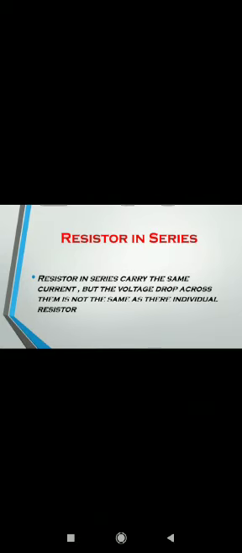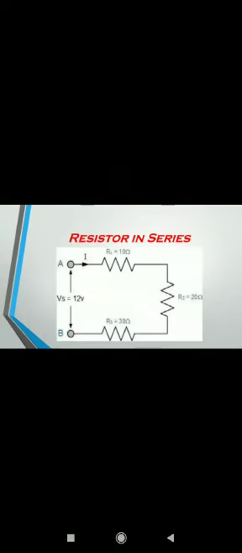Resistors in series. Resistors in series carry the same current, but the voltage drop across them is not the same, as their individual resistance. We can see the diagram of resistors in series. From point A to point B, all resistors, resistor 1, 2 and 3, are in series, meaning in one line.